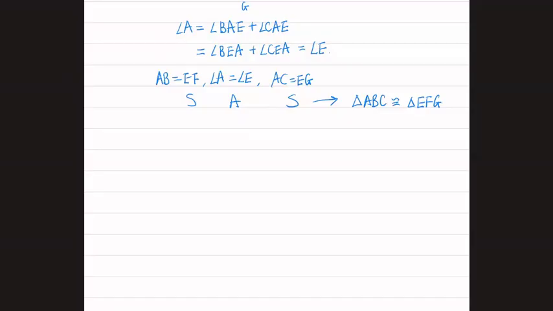Now we have this side-angle-side. We move to the next one, called ASA: angle, side, angle. The ASA theorem.